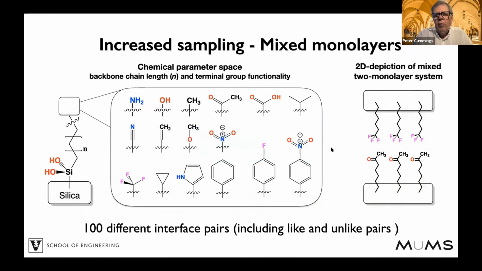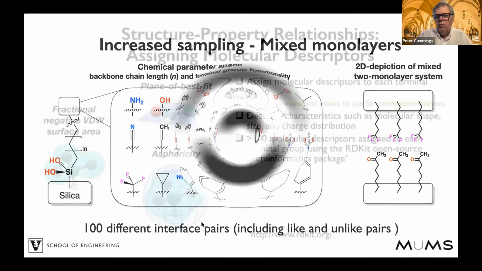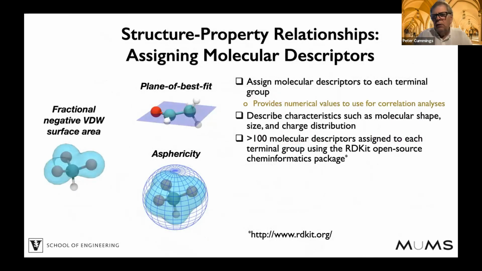So what we did is we increased the sampling by also considering two monolayer systems in which the functionalization was different on either side, as shown in this cartoon here. That adds 100 different interface pairs. And remember, we're doing these simulations at 3 different normal pressures, and doing replicates, I think, of the order of 3 to 5 replicates per simulation. So we're doing a lot of simulation.